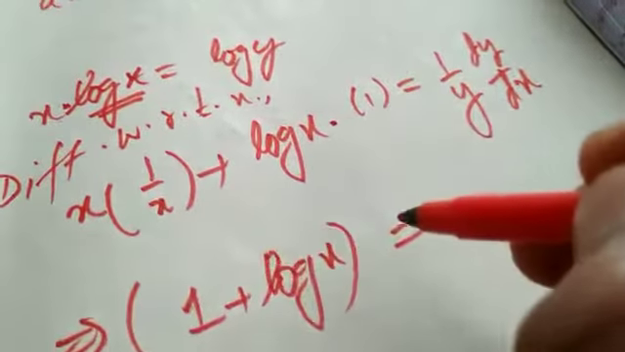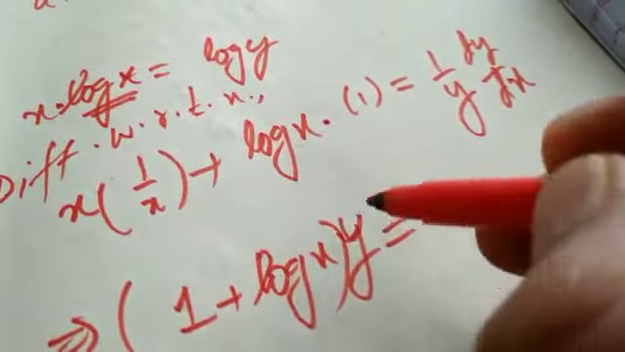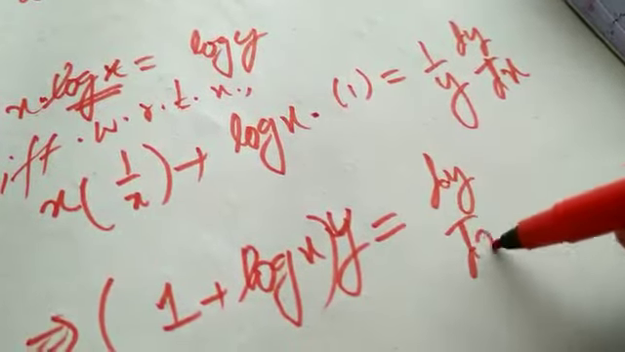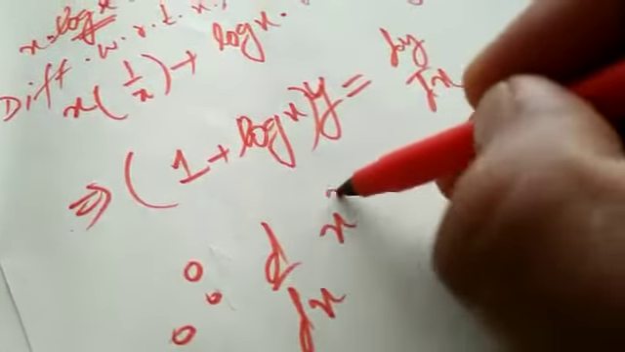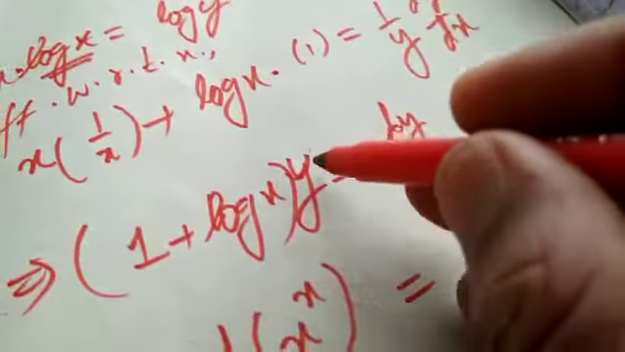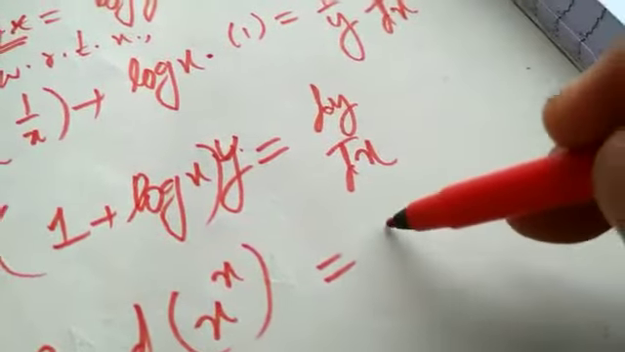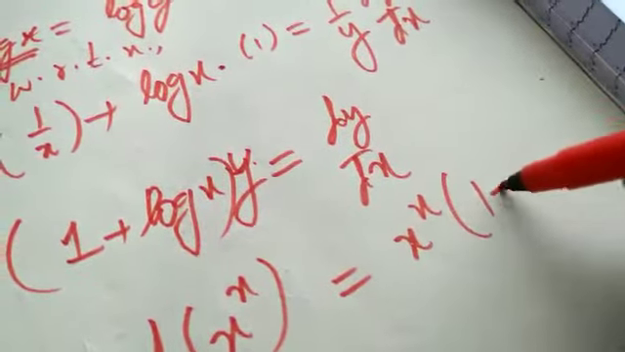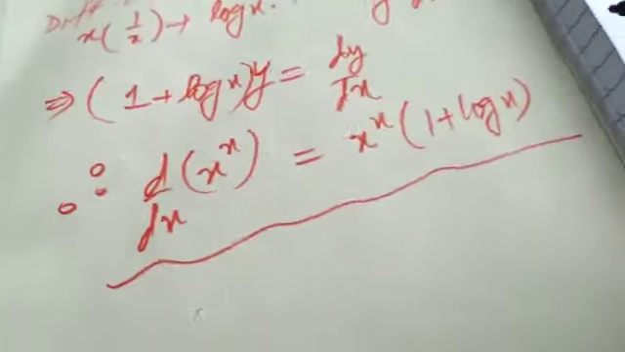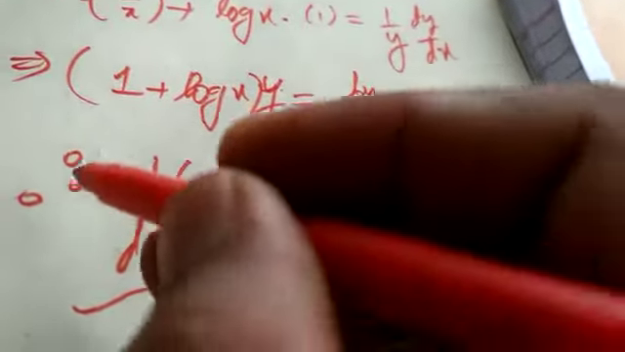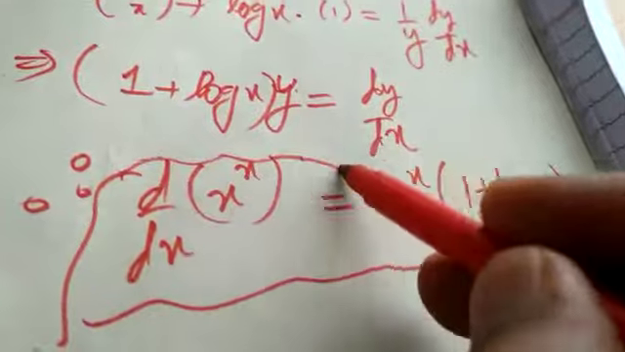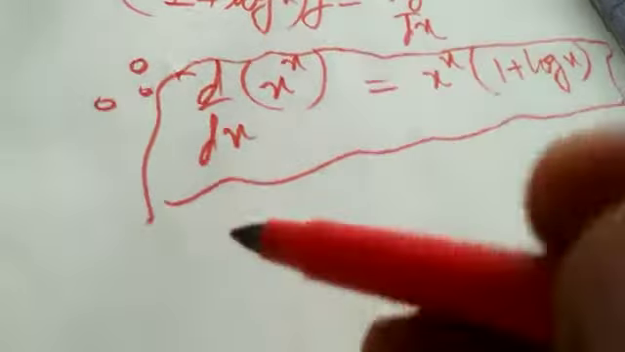So this y can be transferred here, and you get dy by dx. Therefore dy by dx, that is d by dx of x to the power x, is equal to y, write it first as x raised to x, and this is 1 plus log x. So this is how we have found the derivative of x to the power x. This is another formula you can add to the list of formulae. Now we have another example.